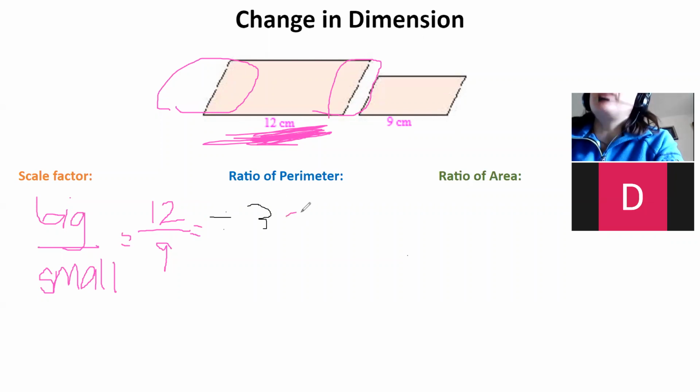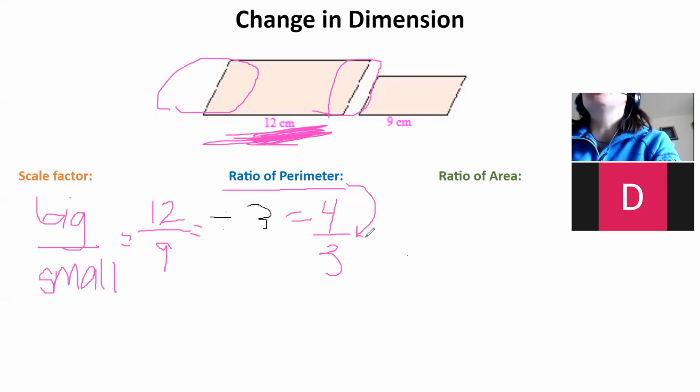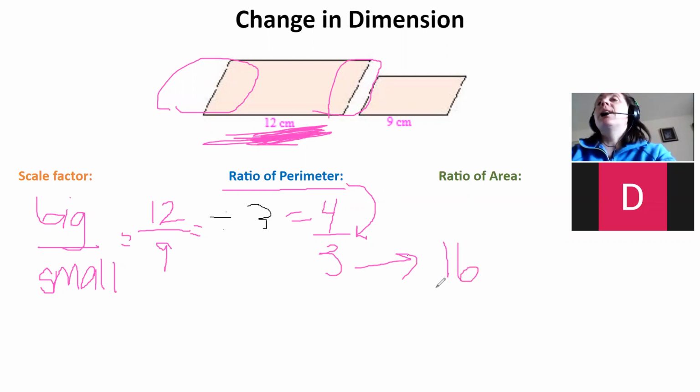Yup, if you divided by 3, you would have 4 over 3. You sure would. And then they're going to ask what would the ratio of the perimeter be? And the ratio of the perimeter is going to be the same as the side ratio. So if we compare the big to the small, the perimeter is going to work the same way. But if I want to get the ratio of the area, that's where you would have to square it. You would go 16 over 9. You would have to square.